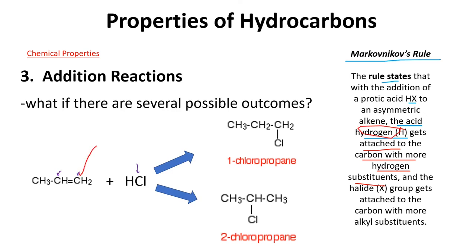So if we look here, this carbon has 2 hydrogens, that carbon has 1, and the rule is telling us that our hydrogen is going to go to the carbon that has more. So it's actually going to go to this one. So in fact, it is this result which is more correct. And this one's kind of correct. It's like a minor product. This is the one we go with.